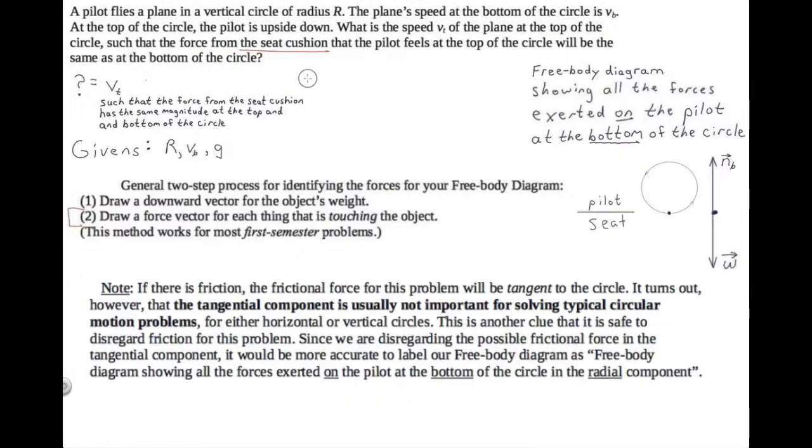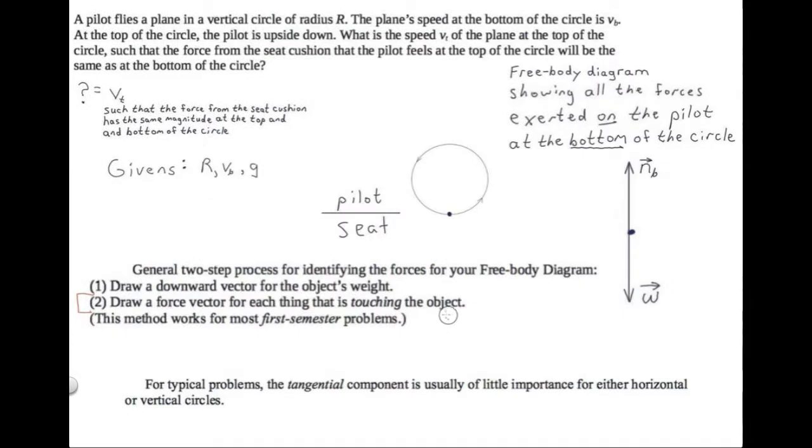of the circle. Now, it's possible that the seat cushion may also be exerting a frictional force on the pilot, but that frictional force will not play any significant role in the solution to the problem, so we can disregard the frictional force. How do we know that it's safe to disregard the possible frictional force in this problem? Well, obviously, one important clue is that the problem never mentions friction. Besides the seat cushion, there is nothing else that is touching the pilot, so there are no other forces that we need to include in our free body diagram.